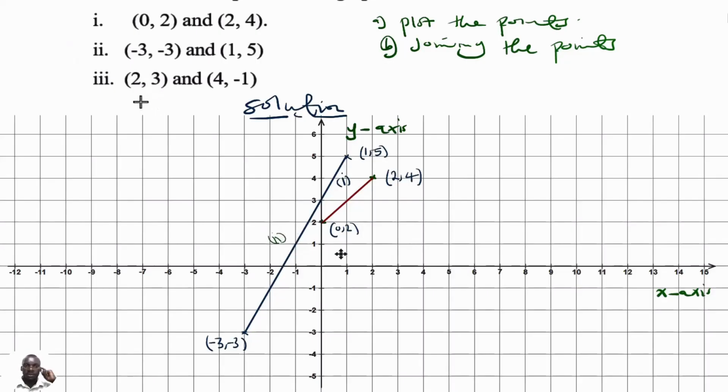Then for Roman number 3, we have to plot the points (2, 3). So (2, 3) is here at this point. Then (4, -1). It is simply here, saying this is (4, -1). Then we are going to join. Let me use a green ink to join those points from this point to this one. So that is our straight line for Roman numeral 3. I can label it as Roman numeral 3. So that is how one could draw the lines passing through these two given points.